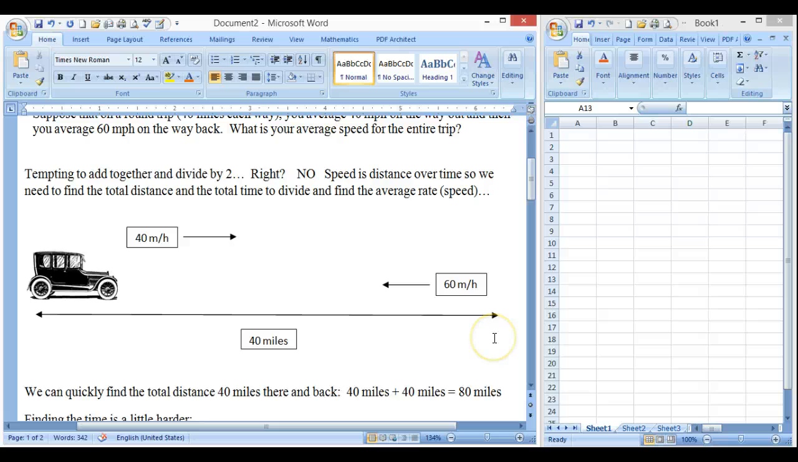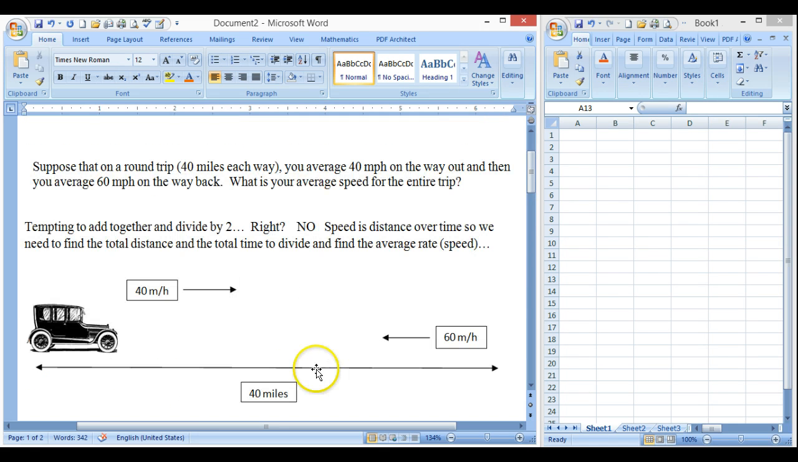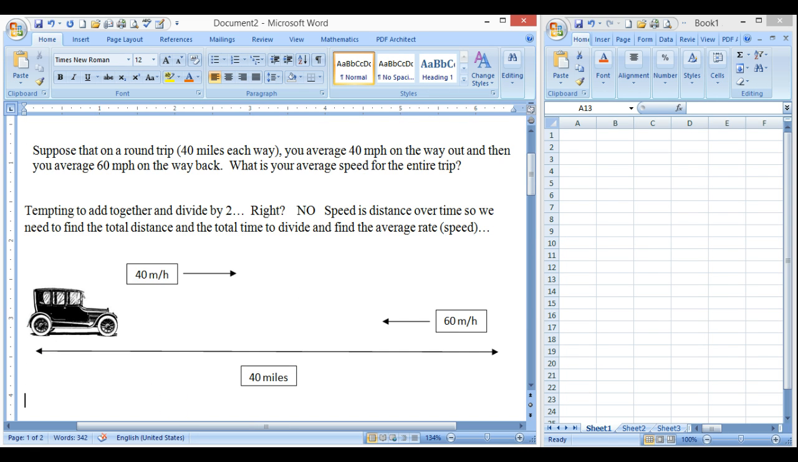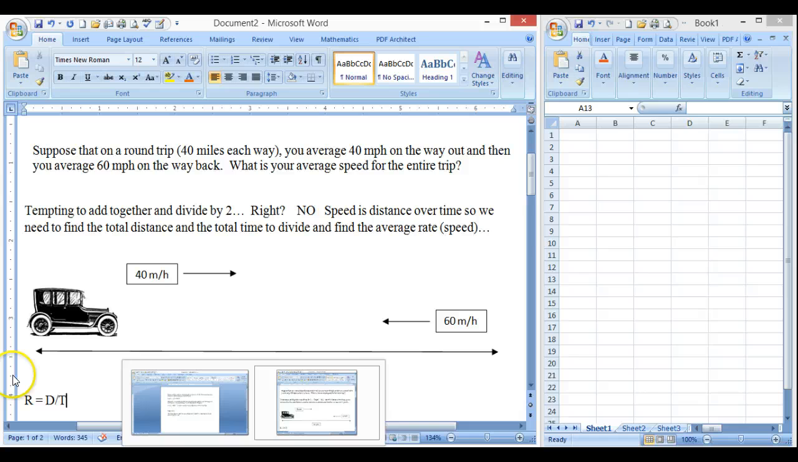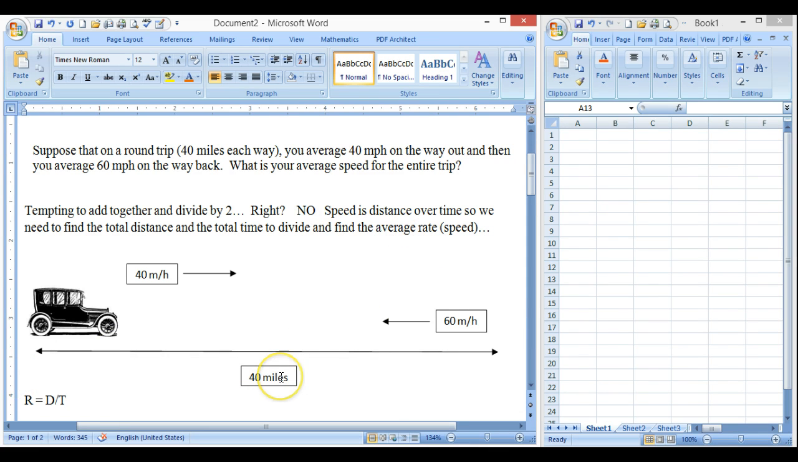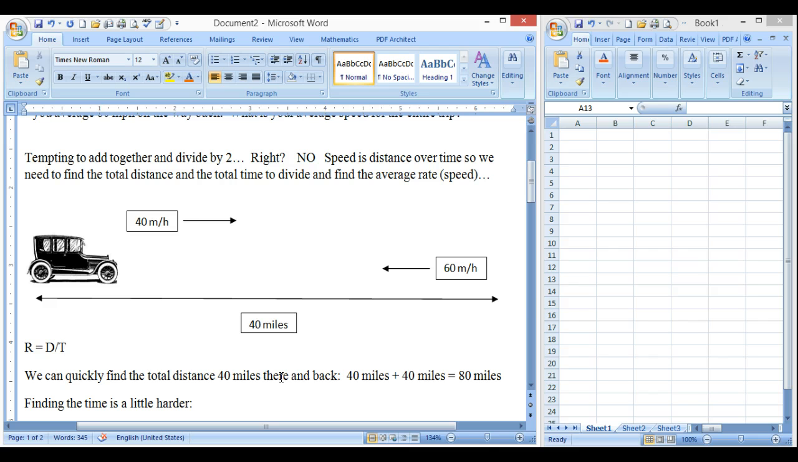Rate is, oops, I don't have it there. Let's put it down. Rate is distance over time. So I need a total distance divided by the total time. Well, I can easily find the total distance. All I need to do is 40 miles there, 40 miles back, and I have a total distance of 80 miles. That was fast.